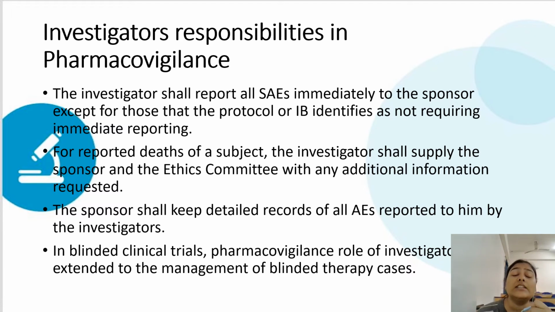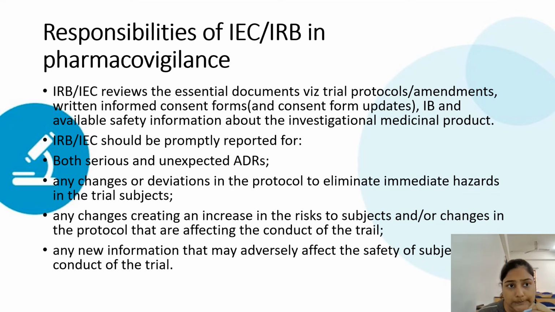Then coming to the investigator's responsibility in pharmacovigilance. The investigator shall report all SAEs, serious adverse events, immediately to the sponsor, except for those that the protocol or the IB identifies as not requiring immediate reporting. For reported deaths of a subject, the investigator shall supply the sponsor and the ethics committee with any additional information requested. The sponsor shall keep detailed records of all AEs reported to him by the investigators. In blinded clinical trials, the pharmacovigilance role of investigators is extended to the management of blinded therapy cases.